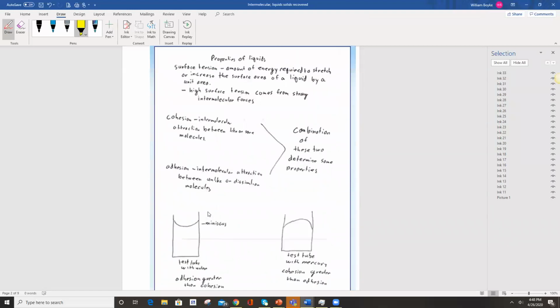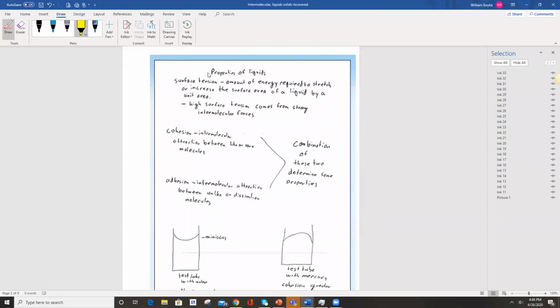We spent a whole chapter talking about gases. We should spend just a little bit of time talking about liquids. And a lot of terms here. First term we want to talk about is the idea of surface tension. So when we're talking about surface tension, what we're dealing with is the amount of energy required to stretch or increase the surface area of a liquid by a unit area.